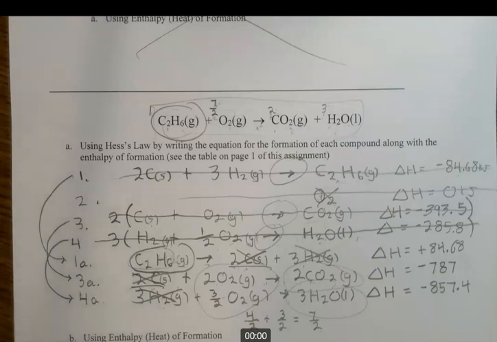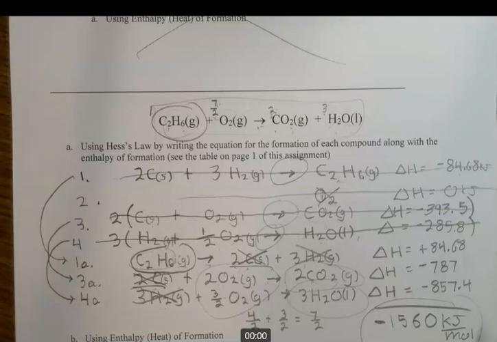So it's going to be 84.68 minus 787 minus 857.4, and that gives us negative 1559, or let's round it to 60, negative 1560 kilojoules, and since it's for 1 mole, we can say per mole. Okay, and there's the answer to that one.